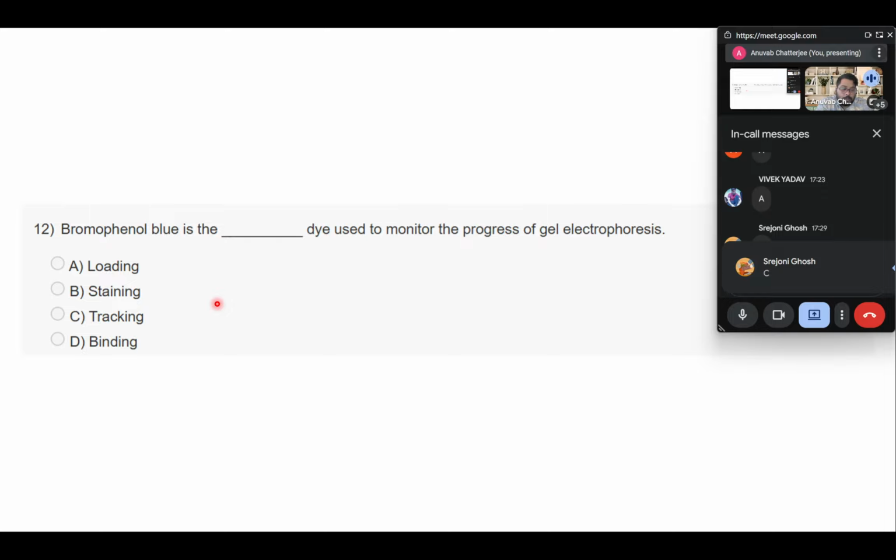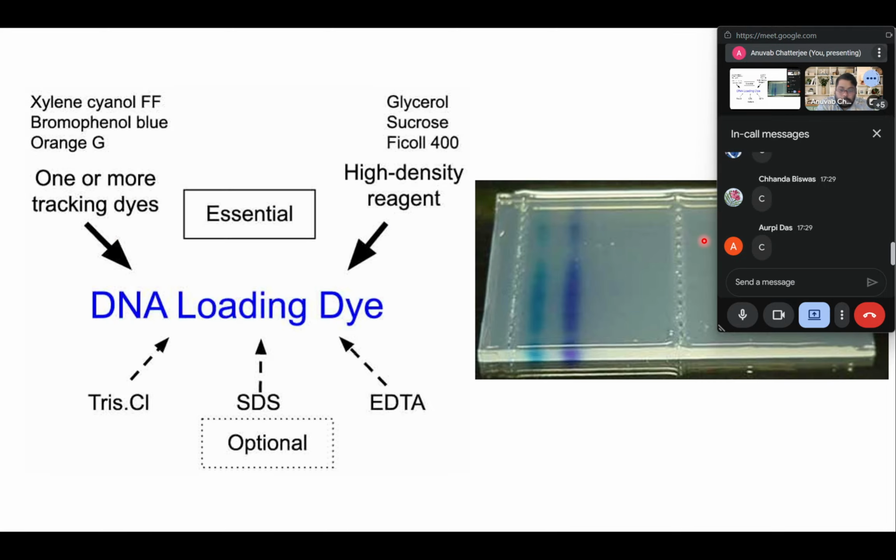Region says it is C. Chanda and Vivek also say it is C. Tracking dye. Anyone else? Or also says it is C. Tracking dye. So let us look at it.